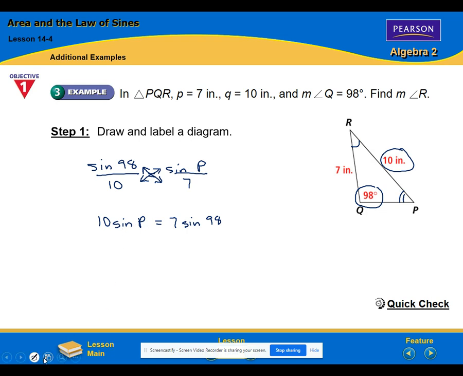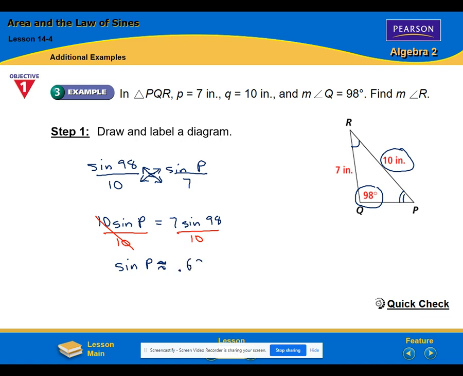So two steps. You want to get P by itself. It's having the sine taken of it and then being multiplied by 10. So you want to divide by 10. The 10s will cancel. On this type of problem, I think right now is the appropriate time to use the calculator. You have the sine of P on the left. And then it's going to be approximately equal to what I get when I type this into my calculator: 7 sine 98 close parenthesis divided by 10. It's approximately 0.69.